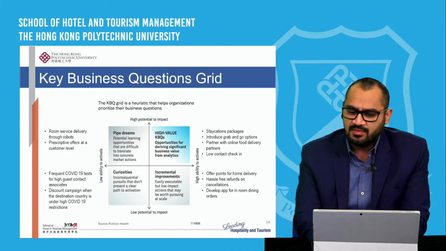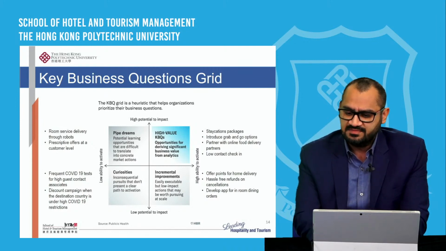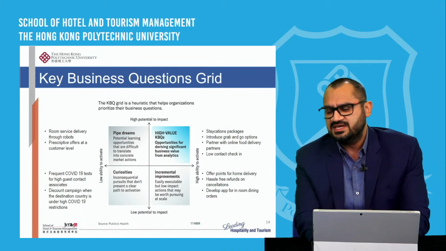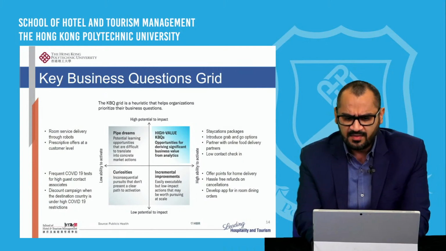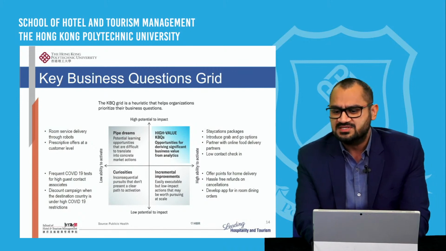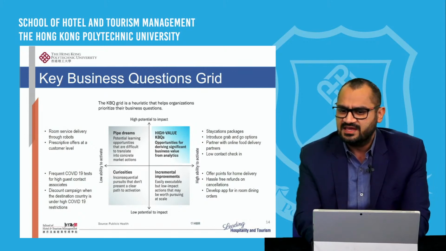So this is a good model which was published in Harvard Business Review, a key business questions grid, which I will explain on this slide. This slide has 4 quadrants. The top right quadrant is high value KBQ, or key business question, which means that it has a high dollar impact, and the ability to activate this initiative is relatively good.